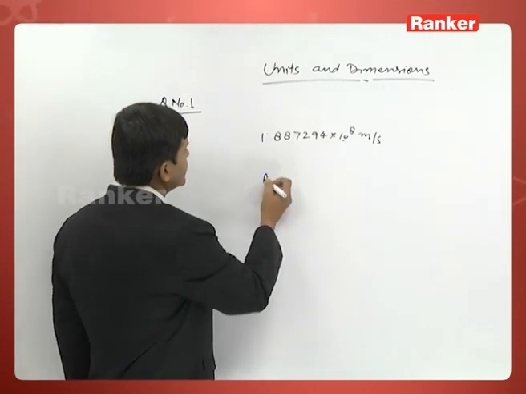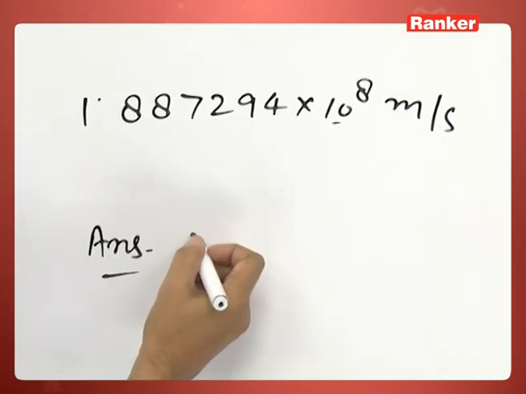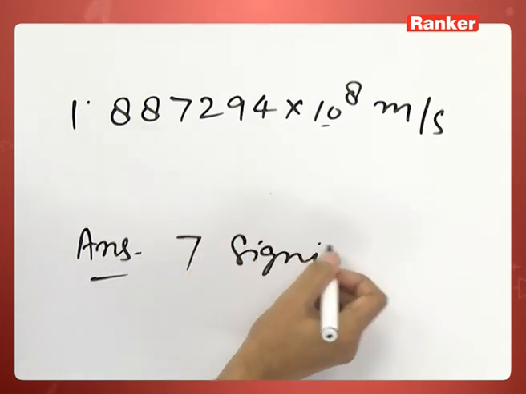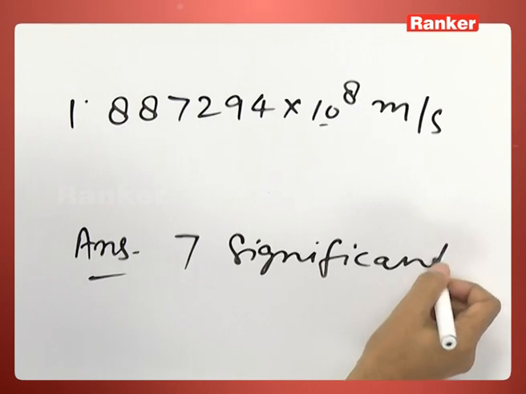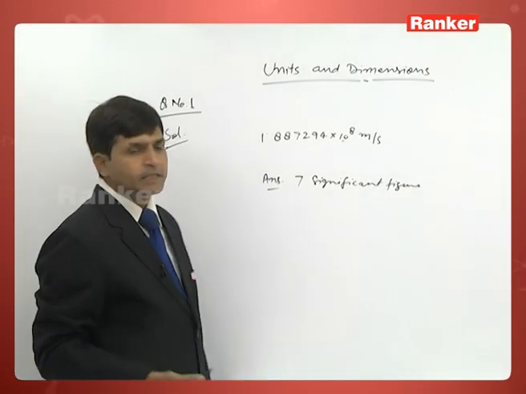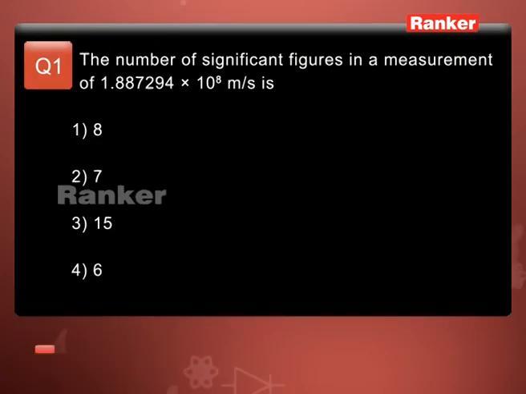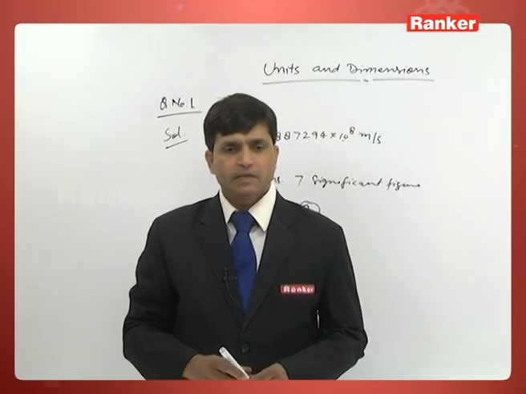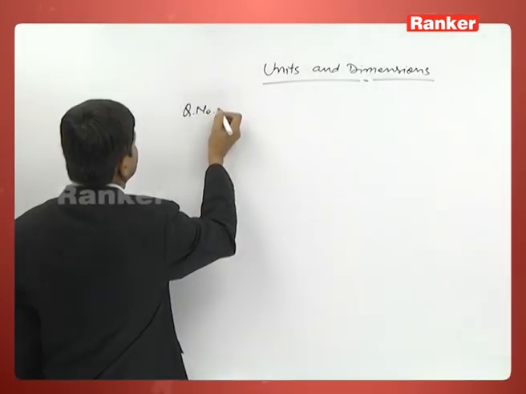So our answer is 7 significant figures. So the correct option is option number 2. The option number 2 is the correct answer. Now come to the question number 2.